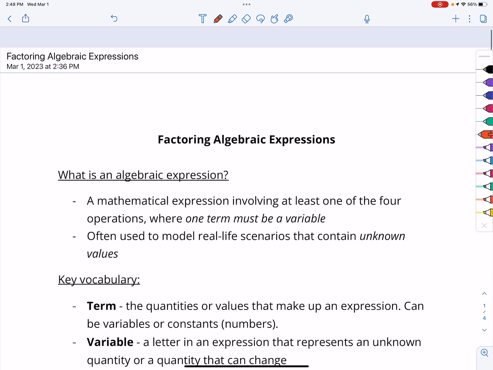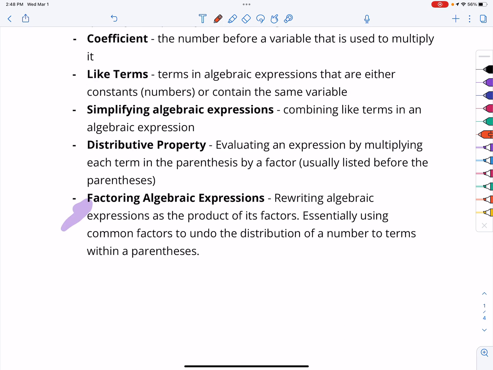So that is factoring algebraic expressions, and it is definitely very closely connected to the distributive property. You could almost think of factoring like it is undoing the distribution. So try to connect those two and help yourself along.